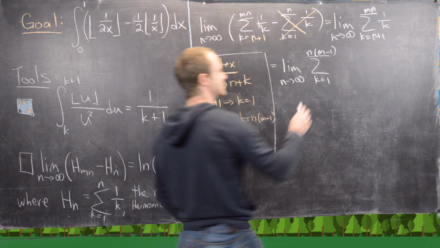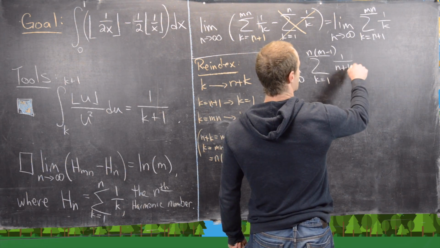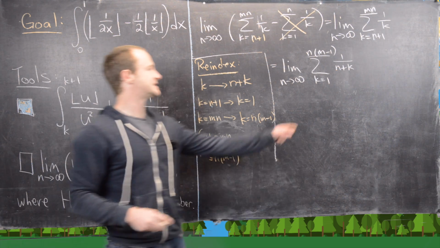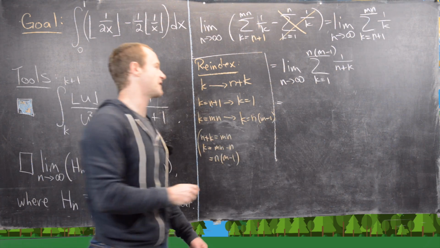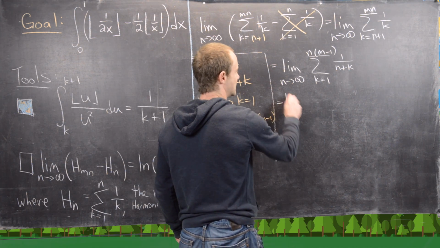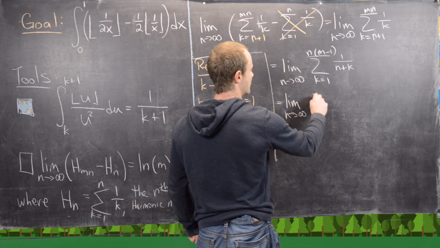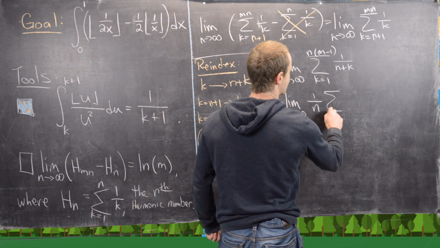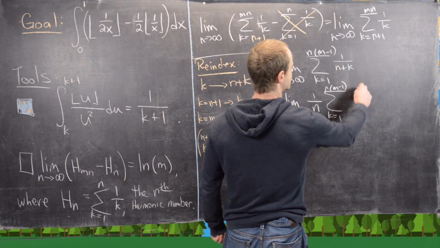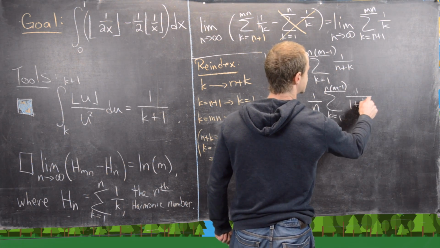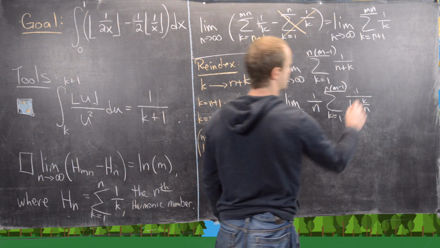And now that k is going to become n plus k. Now what I want to do is notice that n is a constant with respect to the summation, so I can go ahead and factor that thing out, and that's going to leave us with the limit as n goes to infinity of 1 over n, and now we have the sum k equals 1 to n times m minus 1 of 1 over 1 plus k over n.